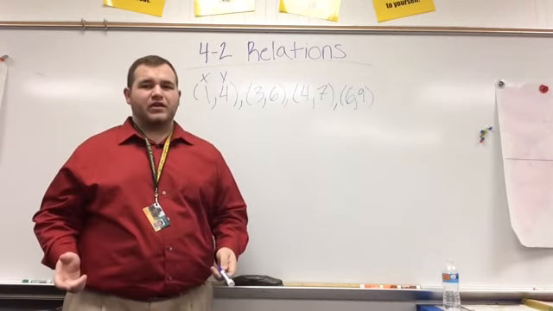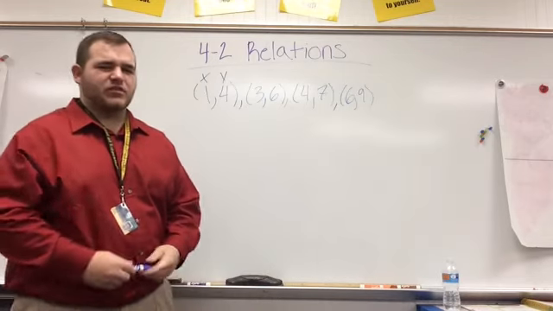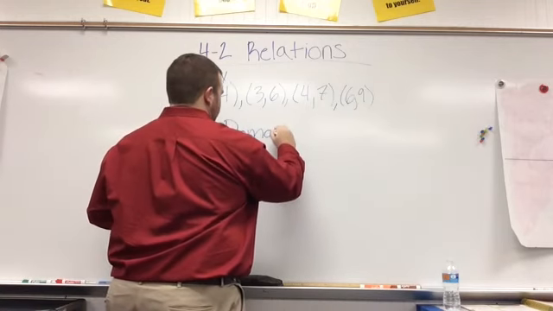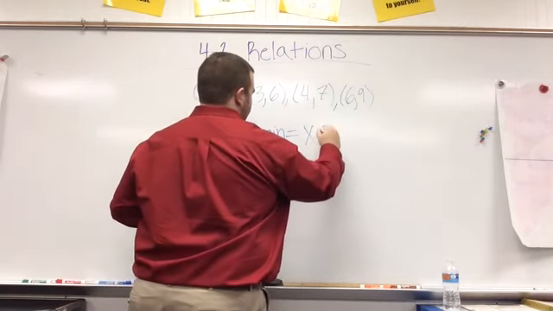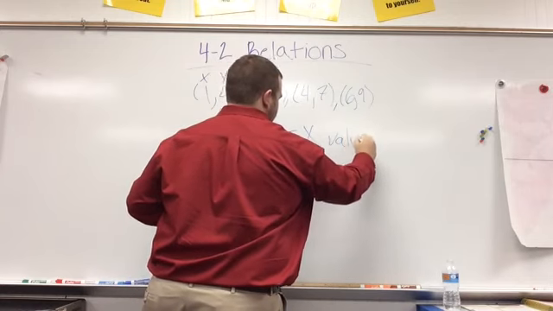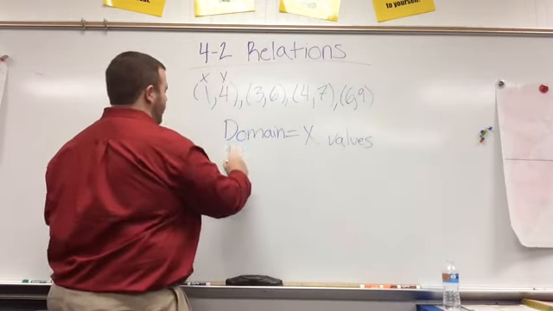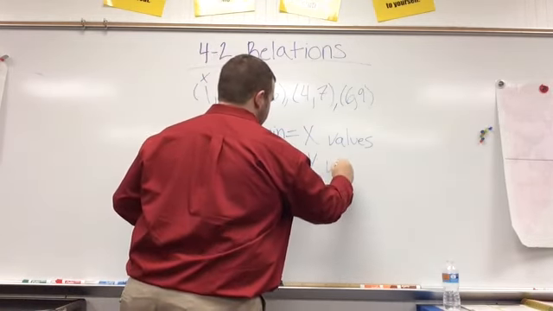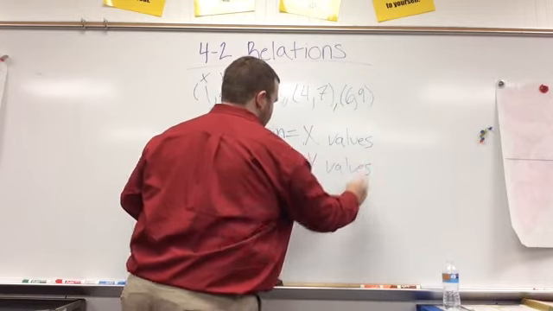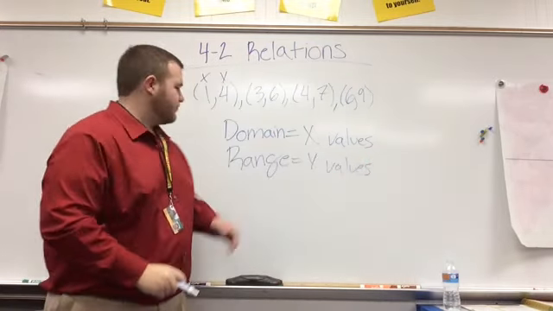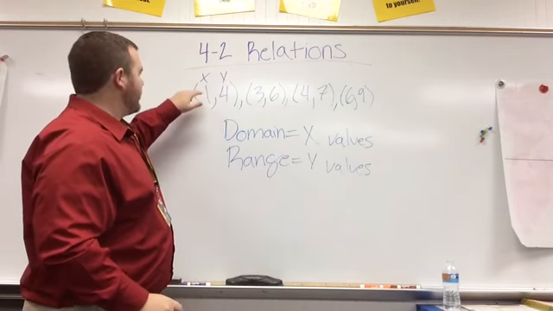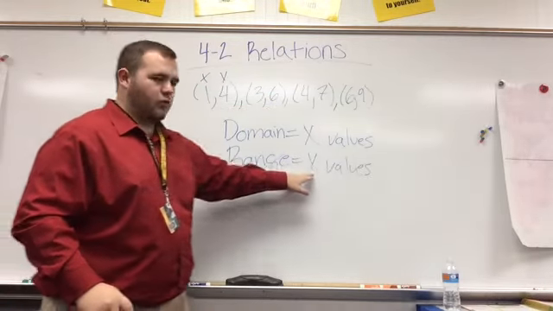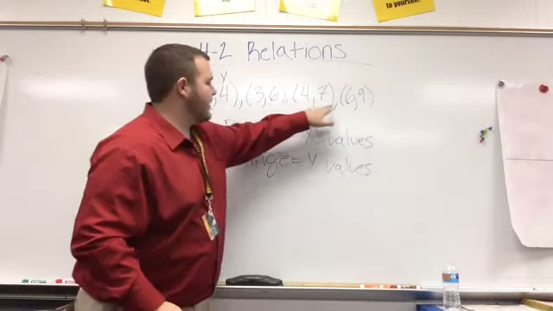Okay, so now that we've put these sets of ordered pairs into a table and a graph, the next thing we want to do is find the domain and range. And you're probably like, domain and range, what is that? Well, our domain is our x values, and our range is going to be our y values. So say domain is our x values, so x is 1, 3, 4, and 6. And our range is our y values, which are 4, 6, 7, and 9.